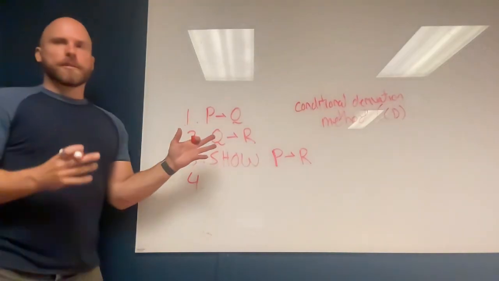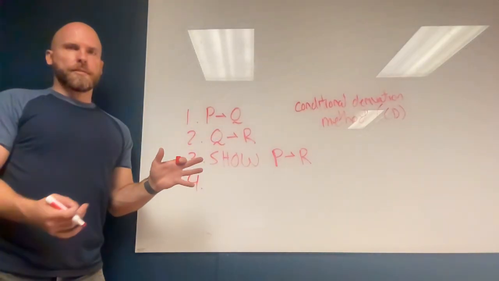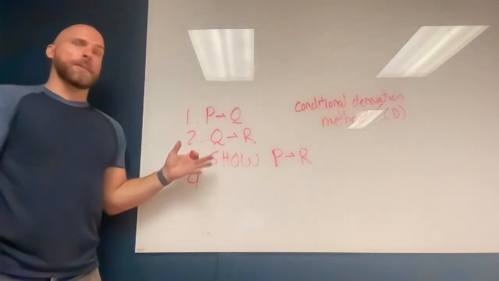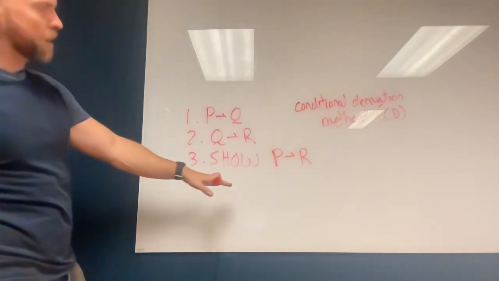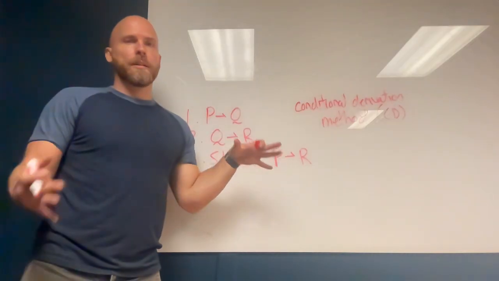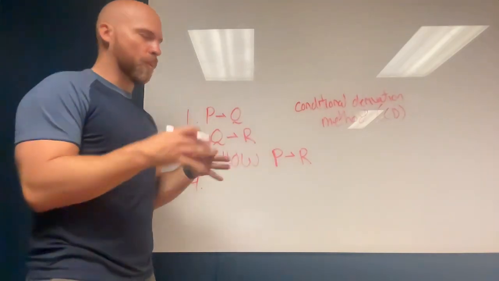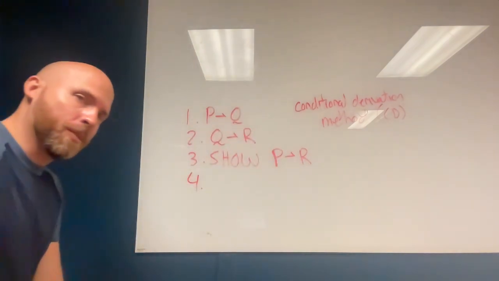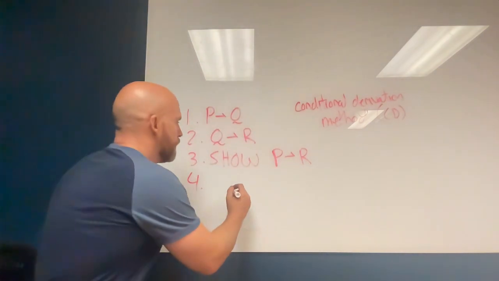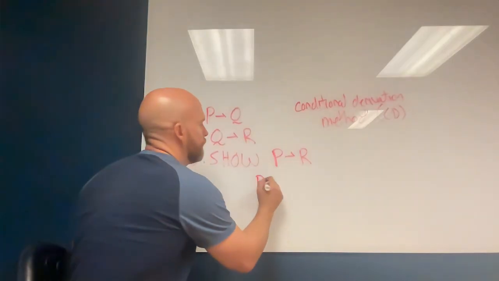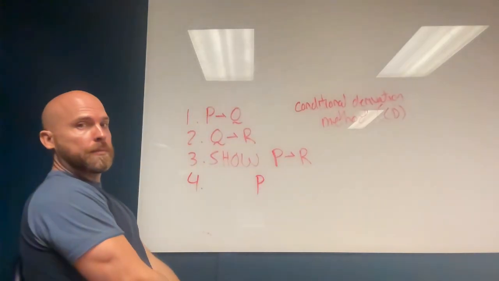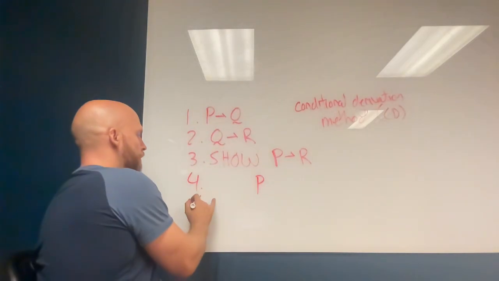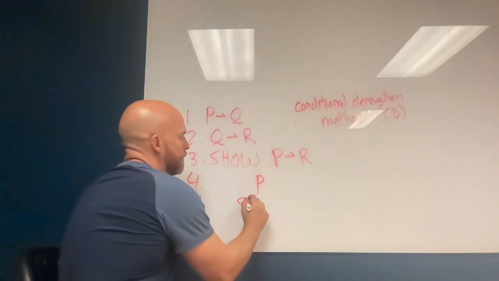CD is not just a simple rule like input-output. CD makes you think a little bit. You're trying to show if P, then R. Under this method, we're going to allow you to do the following. We're going to allow you to assume P and then try to show R.